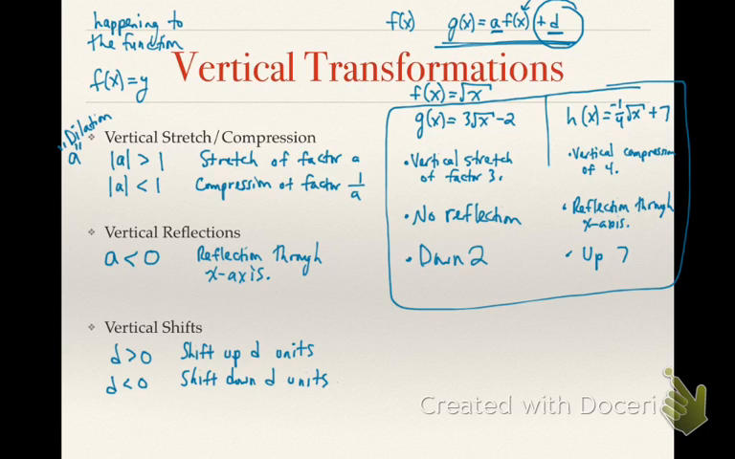So those are some examples of vertical transformations, all combined into one place. Take a moment to think about that. Write down anything you need to before going into horizontal transformations.